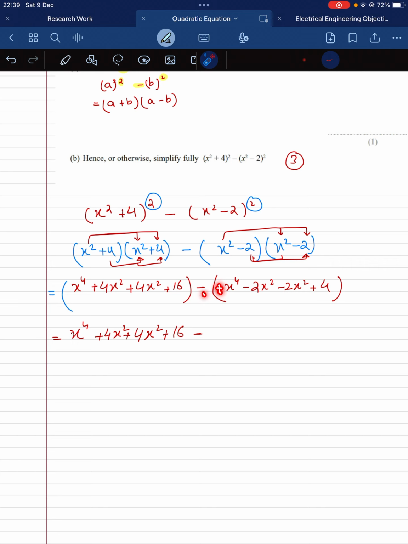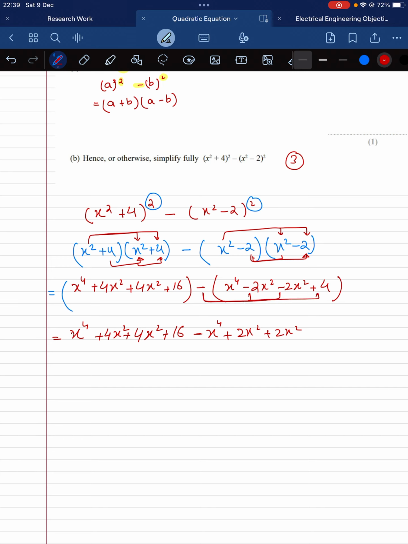This is positive, so plus times minus is minus, so we will get minus x⁴, and now this minus and minus become positive 2x². This minus and minus will become positive 2x². And now you multiply the minus with this one, so plus times minus gives minus 4. Now we just need to add or subtract the terms. Now you can say that this is plus x⁴ and this is minus x⁴. So these two terms will cancel.